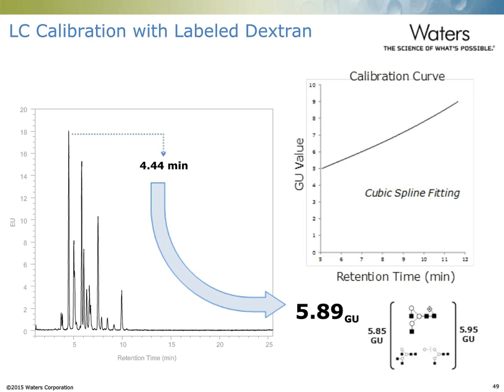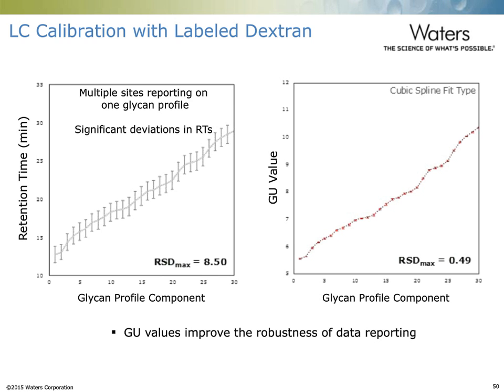In addition to improving the accuracy and precision of data reporting, GU values can likewise be used to make glycan assignments less ambiguous. Work is currently underway via a collaboration with Professor Pauline Rudd at the National Institute for Bioprocessing Research and Training, known as NIBRT, to create a GU database for rapiform-S labeled glycans. The detail of information in this maturing database will be useful in combination with MS data to assign linkage information to isobaric glycans.